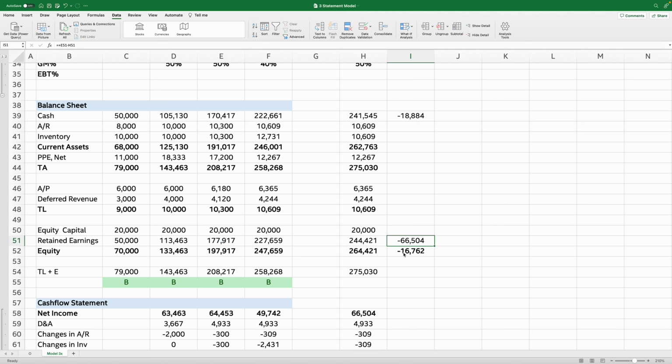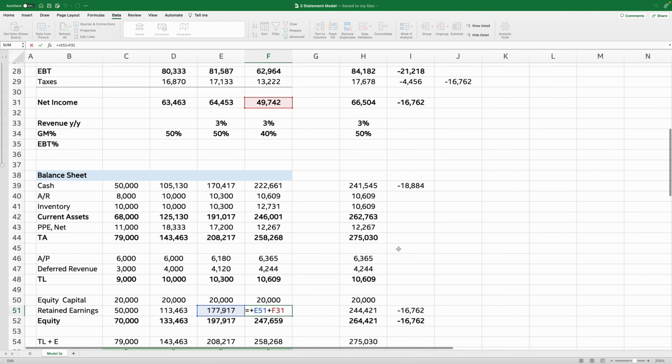I did that right. 66,504. Oh, I did the wrong one. I'm like, hold on. 16,762. So retained earnings, remember, what flows into retained earnings? Net income. Net income went down. Net income went down by 16,762.